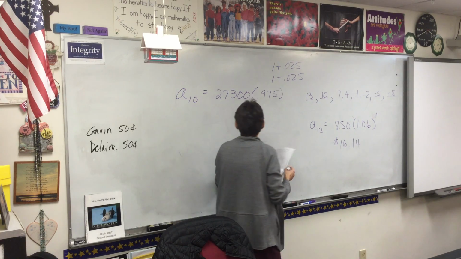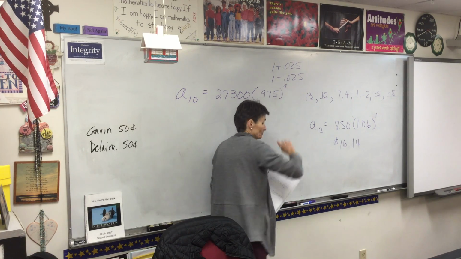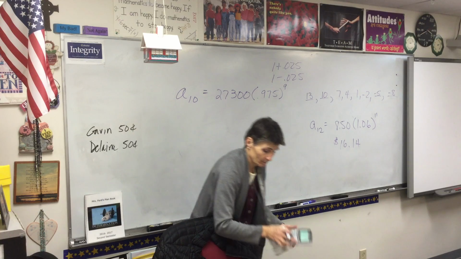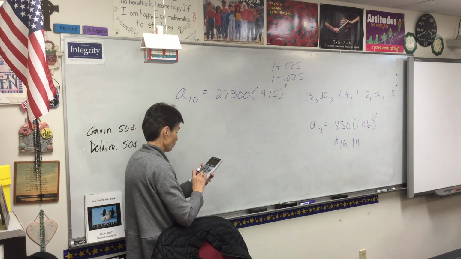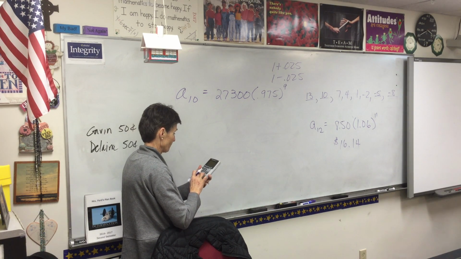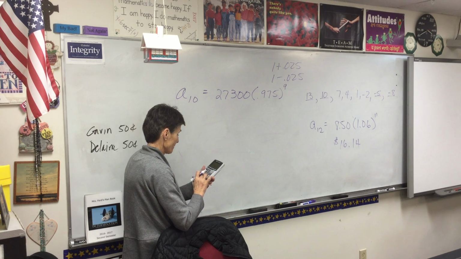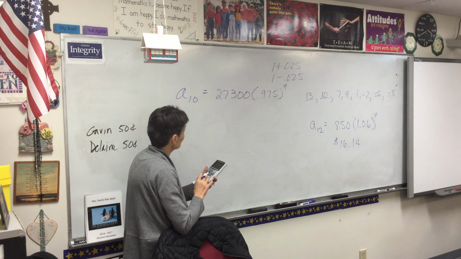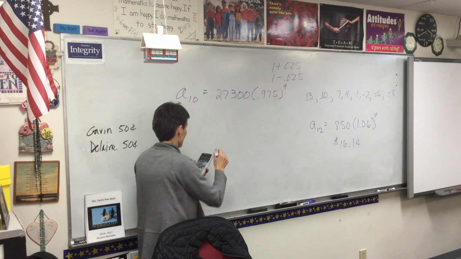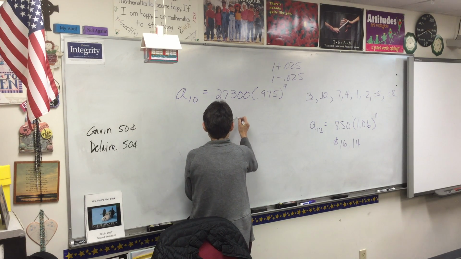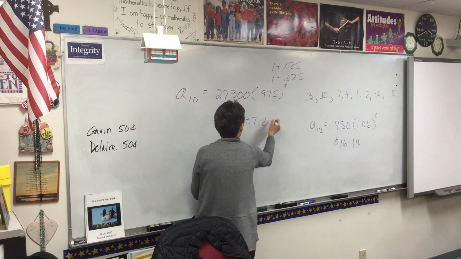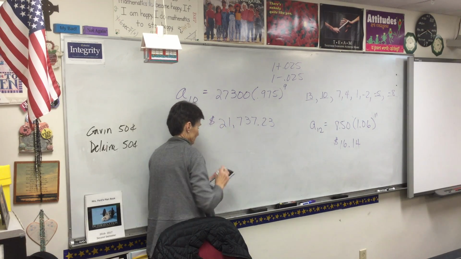What power is this going to? The 9. So 0.975 to the 9. I got $21,737.23.